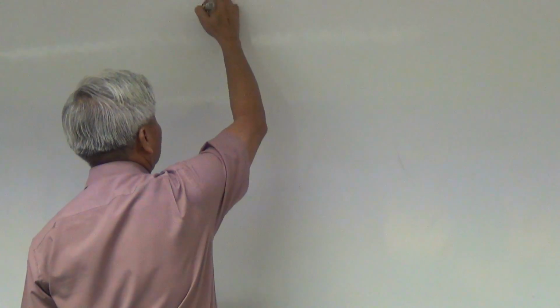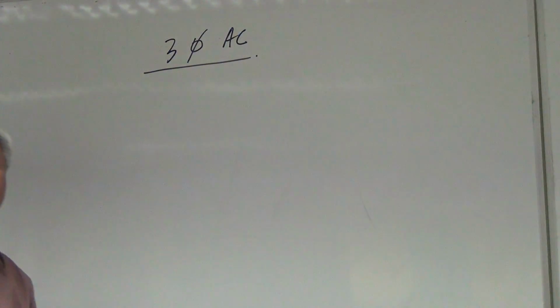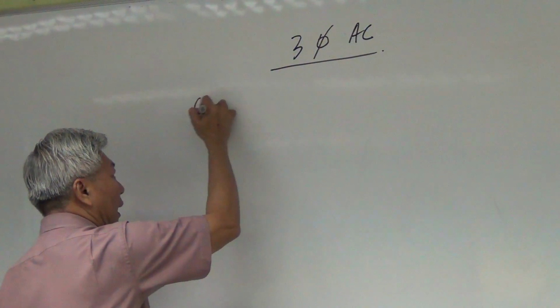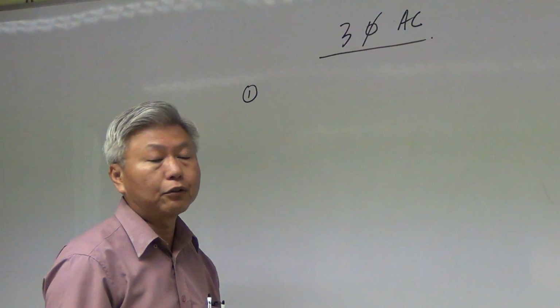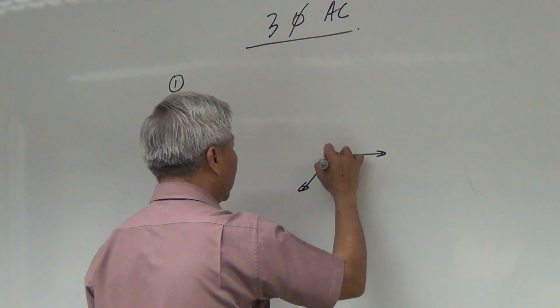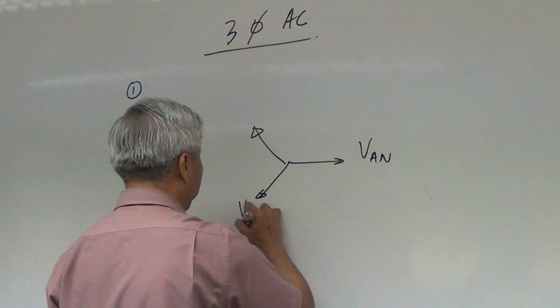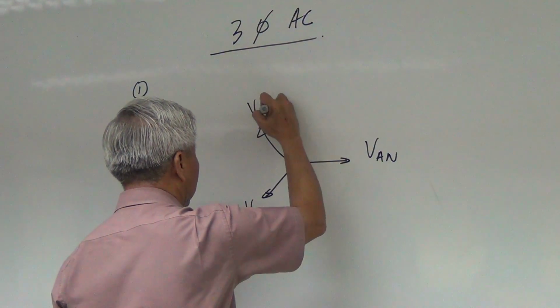Alright, so we now move on to electrochemistry, the first topic called the three-phase AC. Three-phase AC. Okay. Now the first point is about a phasor diagram, a very important phasor diagram. You have three short arrows here, and these are called VAN, VBN, and VCN.